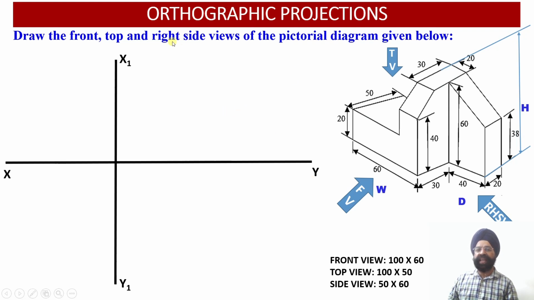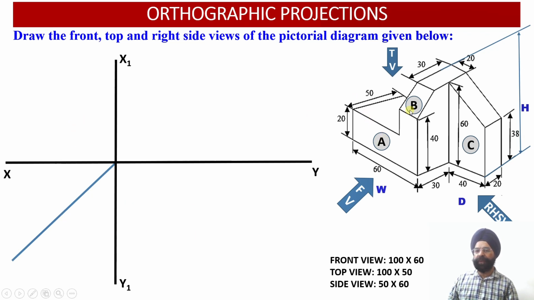Here, since the right hand side view is to be drawn, it will be drawn onto the left hand side. So the front view will be drawn above the XY line, the top view will be drawn below the XY line, and the right side view will be constructed onto the left hand side. And this is our transfer line, which will be used to transfer all the distances from the top view, that is distances related to the depth, onto the right hand side view.